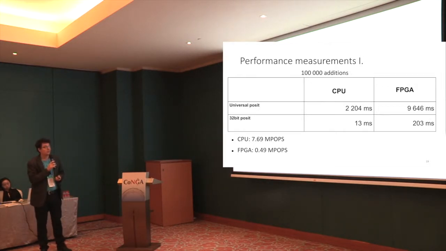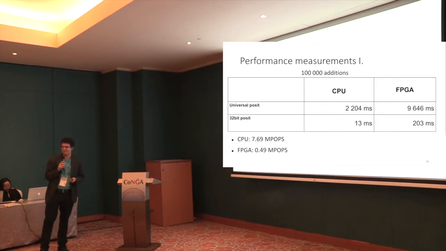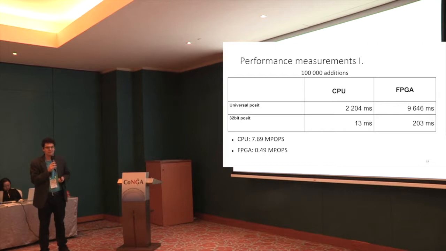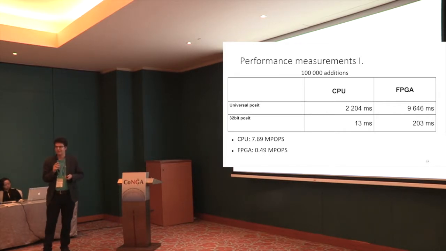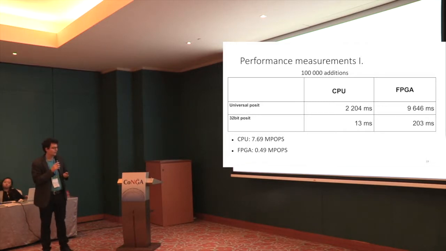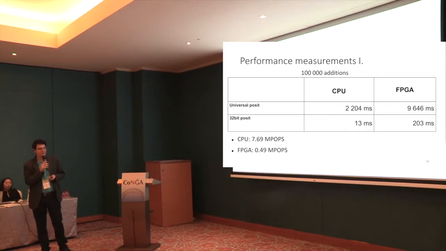So we have made some performance measurements. Our benchmark test was performing 100,000 additions, both on the CPU and on the FPGA. We used a first generation Intel i7 CPU with 3.2 gigahertz and the small development FPGA board with 100 megahertz. So that is important to think about when we compare these results. And the additions weren't parallelized yet here. As you can see, the universal Posits were really slow. It took more than 2 seconds on the CPU and more than 9 seconds on FPGA.